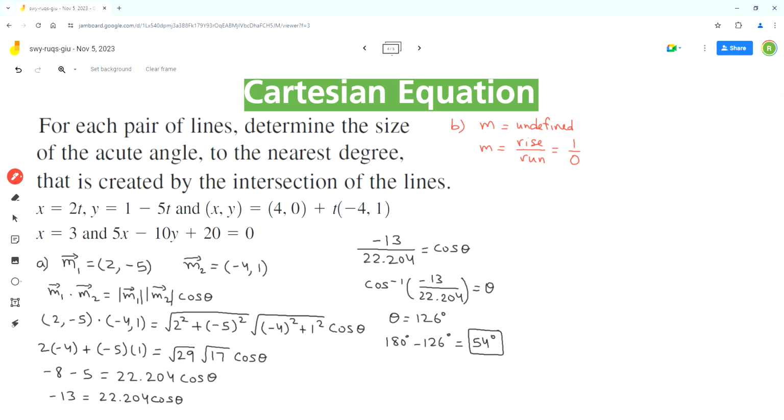And we know that rise is in the y direction and run is in the x direction. So the direction vector for this line is 0, 1. We use the run number for the x component and the rise number for the y component. So this is the direction vector of the first line. Now we can analyze the second line. The second line is given in Cartesian form. We can reduce by dividing each term by 5.